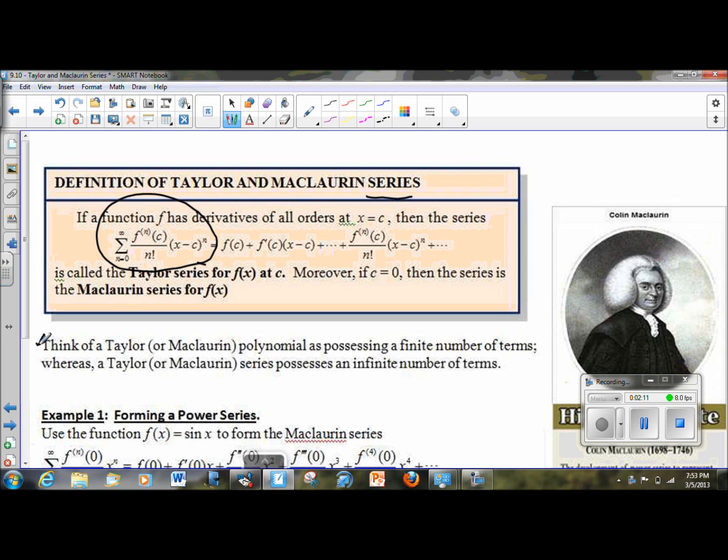I can't reiterate this enough. Think of a Taylor or a Maclaurin polynomial as possessing a finite number of terms, whereas a Taylor or a Maclaurin series will possess an infinite number of terms. And we have learned that for most of these kinds of functions, the more terms that we can generate, the more reliable they are.